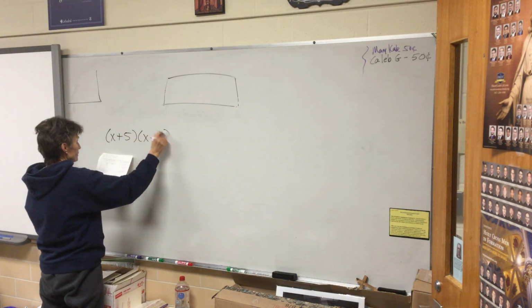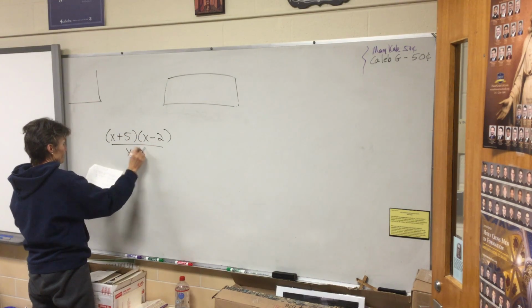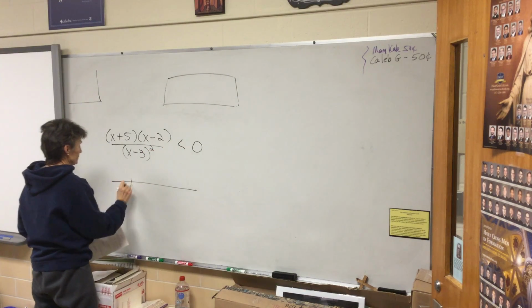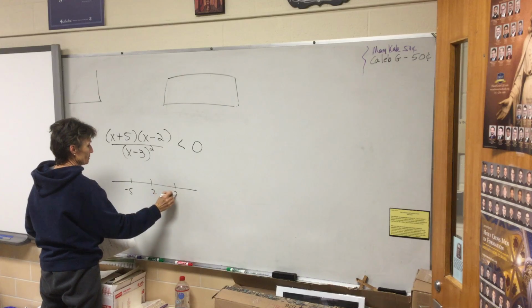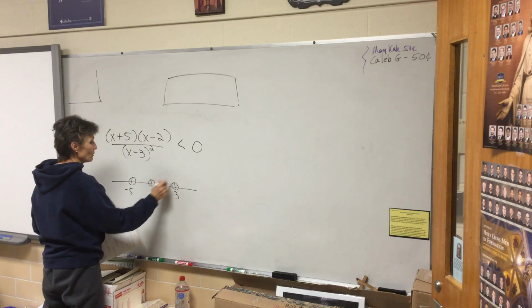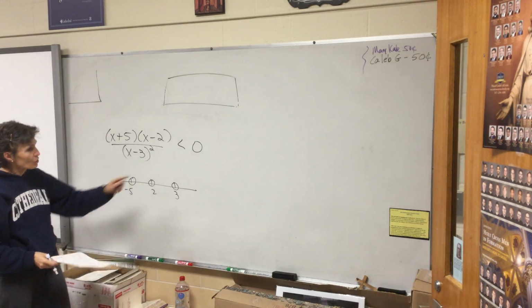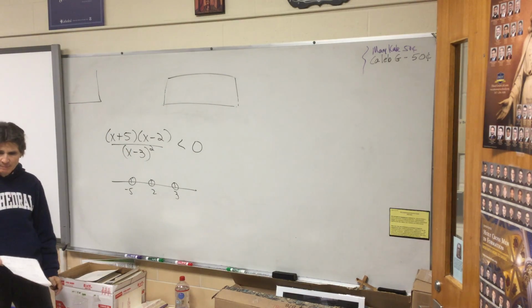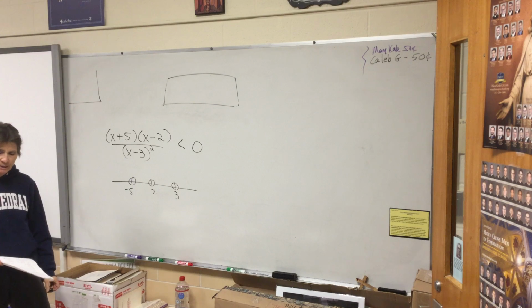Okay. And then I put those numbers on the number line. So I put negative 5, 2, and 3 on the number line. Okay. I'm not sure why you would have any brackets though. There's nowhere equal to in this problem. So no dots should be colored in. I'm not sure why you had any colored in.